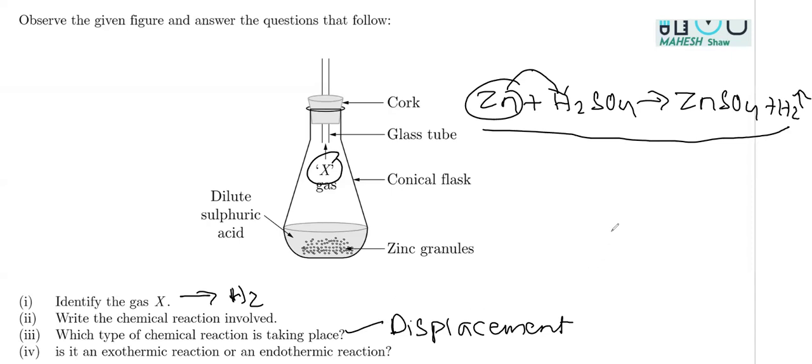You should know that whenever a metal reacts with an acid, most reactions with acids are exothermic. Even if you put some base on an acid, it produces heat. So here it is an exothermic reaction because heat is evolved or released. Right, we are done.